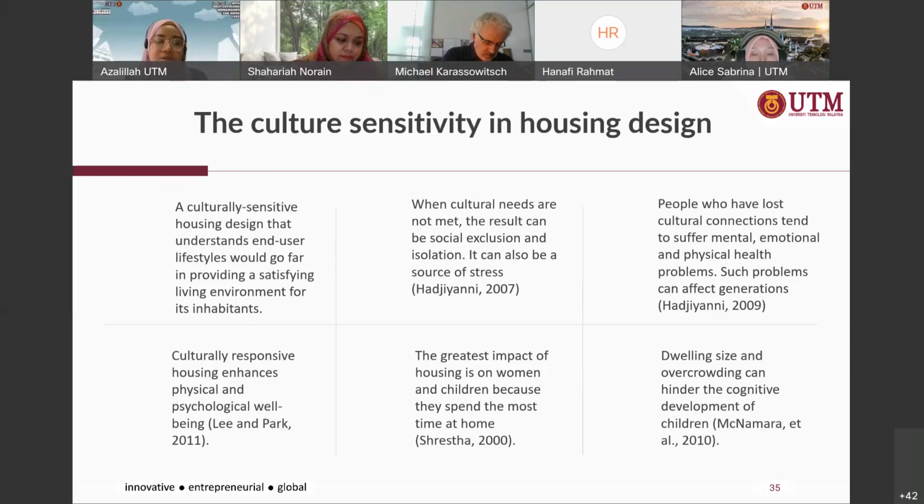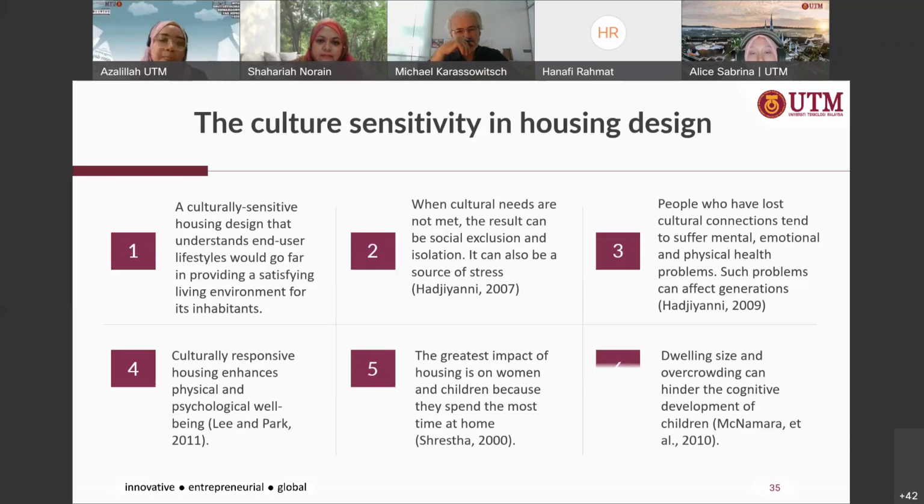So it causes problems and also affects our future generation. Culturally responsive housing enhances physical and psychological well-being. This is the most important reason why we need to understand the culture of the end users who live in that house. The greatest impact of housing is on women and also the children, because women and children spend more time at home. So we need to think of the safety of children, and we need to think about the culture and lifestyle of women. Also, dwelling size and overcrowding can hinder the cognitive development of children. So as an architect, designer, builder, or academic, we can urge the government to set a minimum space for providing affordable housing in Malaysia.